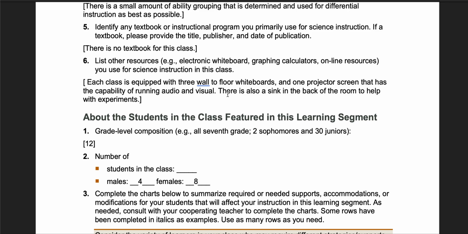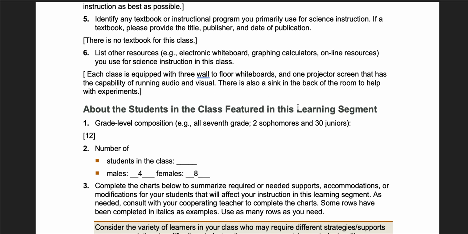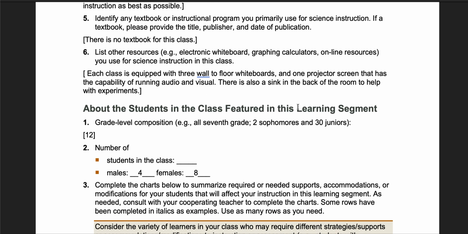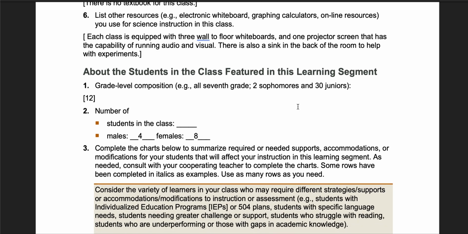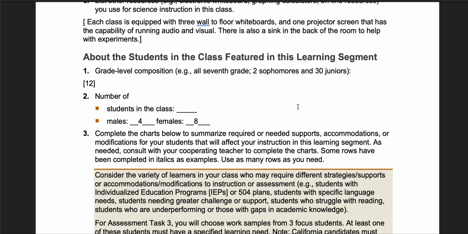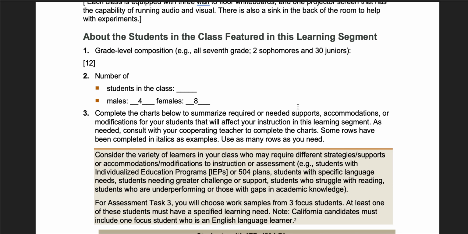Each class has whiteboards on each side except for one side with windows. There is a projector screen and the capability of running audio and visual. Because it is a science classroom, there is a sink at the back to help with experimentation and things like that. We are specifically looking at a smaller sort of class, so I picked 12.